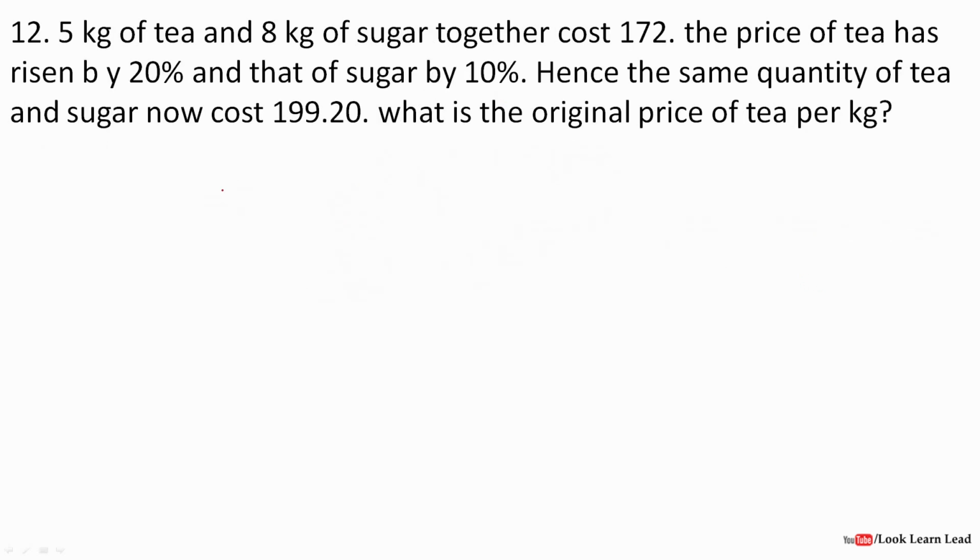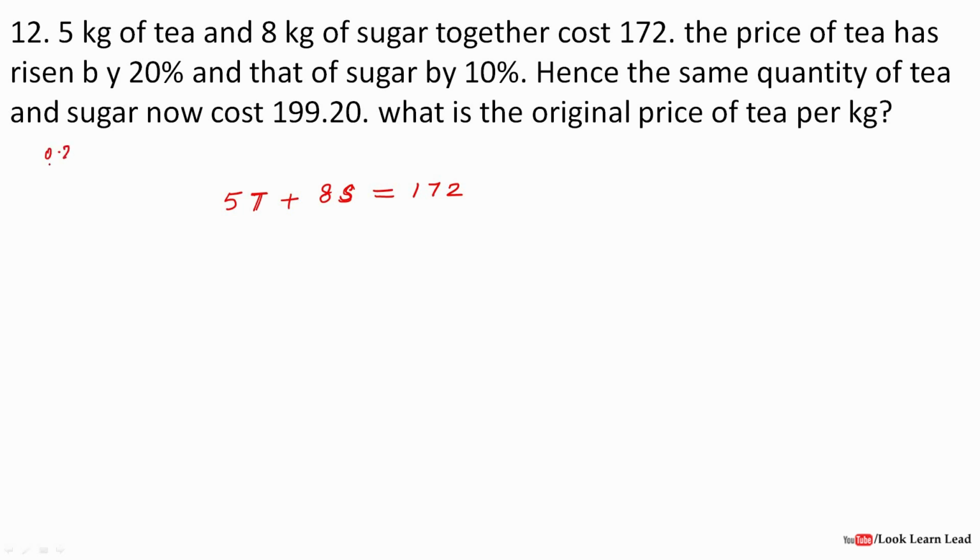Next question. 5 kg tea and 8 kg sugar together cost rupees 172. Okay, so if we have these types of questions, we can write it like this: 5 kg of tea, okay, plus 8 kg of sugar. That is, this T is the price of 1 kg tea and this S is the price of 1 kg sugar. So 5 into the price of 1 kg of tea is the price of 5 kgs of tea, and the price of 8 kgs of sugar, is equal to 172. Okay, what they are saying is, if the price of tea is risen by 20%. So what is 20% of 1?